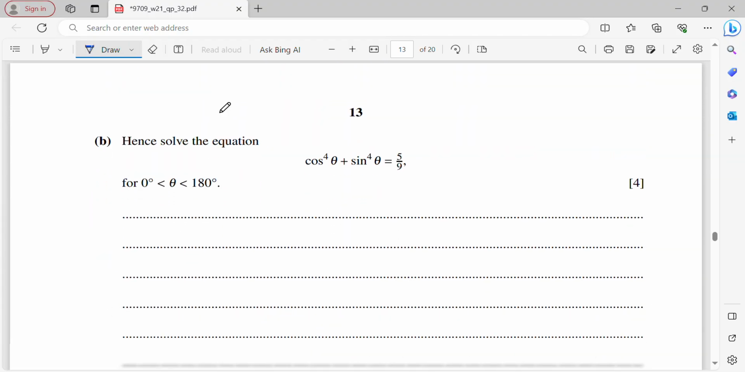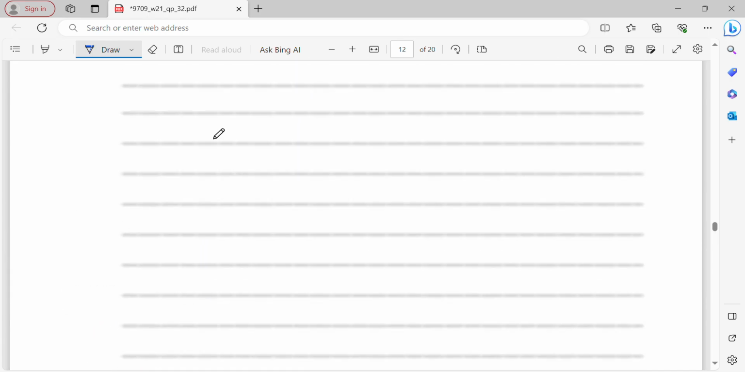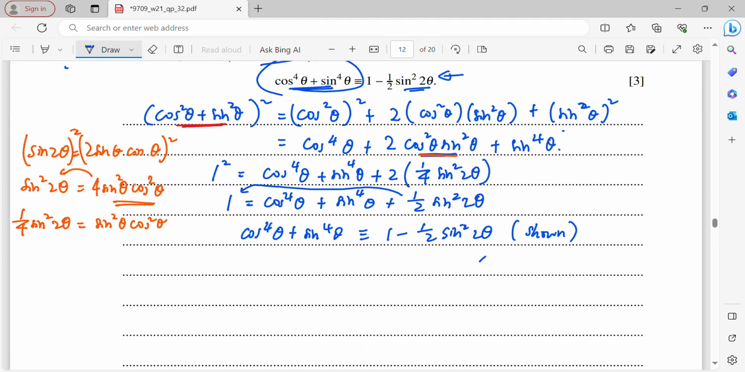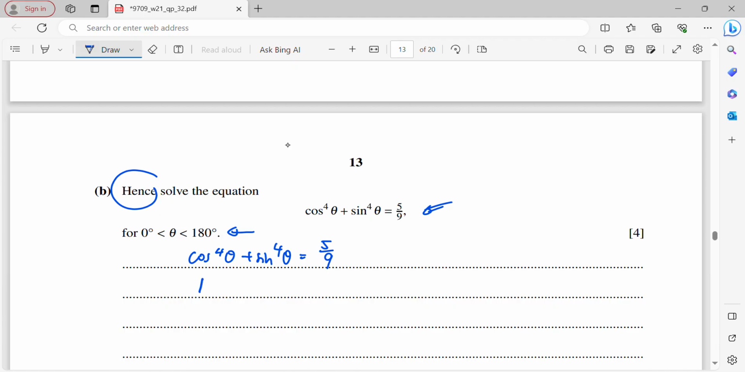Okay, now part B. Hence means use the previous answer to solve this equation, and your theta is defined from 0 to 180 degrees. Then I will say cos to the power 4 theta plus sine to the power 4 theta equals 5 over 9. From previous, the summation of those two terms equals 1 minus half sine squared 2 theta. I'm going to replace it by these two terms. So I will write 1 minus half sine squared 2 theta is 5 over 9.